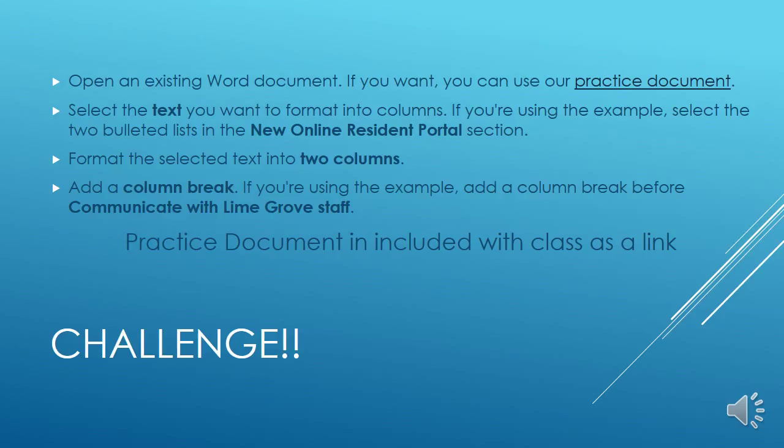So you can either open an existing Word document that you've been working with, or you can use the practice document with the link that I've provided that's affiliated with columns. You would select the text you want to format into columns. If you're using the practice document, select the 2 bulleted lists in the new online residential portal section. You can format the selected text into 2 columns. Add a column break. If you're using the practice document, add a column break before communicate with Lima Grove staff.